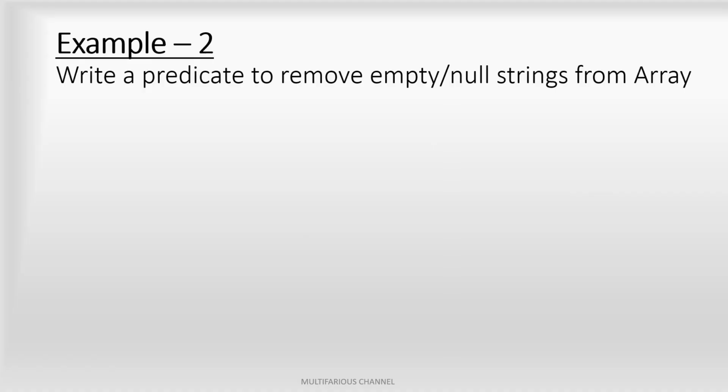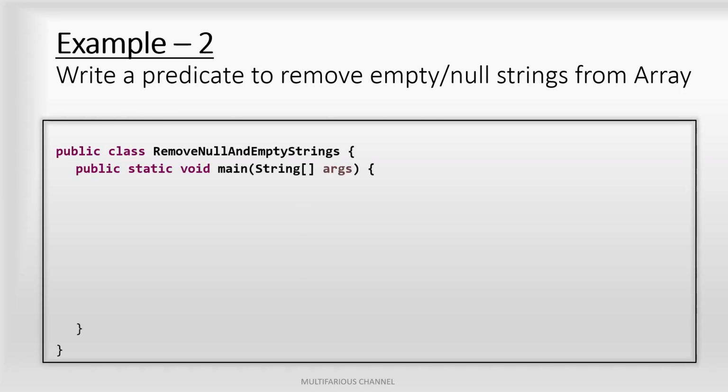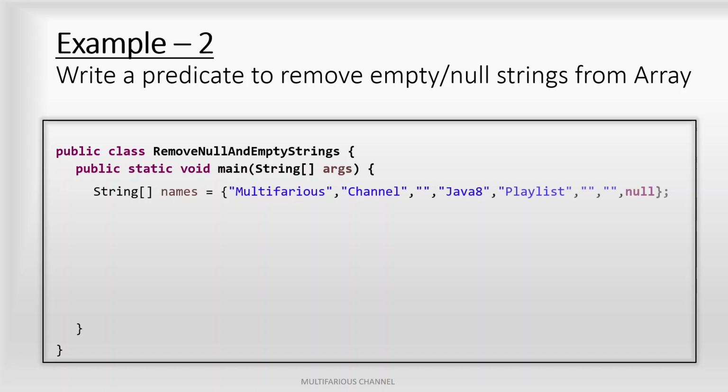Consider another example. Suppose I am given a task to write a predicate which removes empty or null strings from the given list of strings. So let's try to implement this solution. Here I have a class RemoveEmptyOrNullStrings which has a main method in it. Let's assume I have an array of strings which contains different names. Now from this array I want to filter only those names that are not empty and are not null.